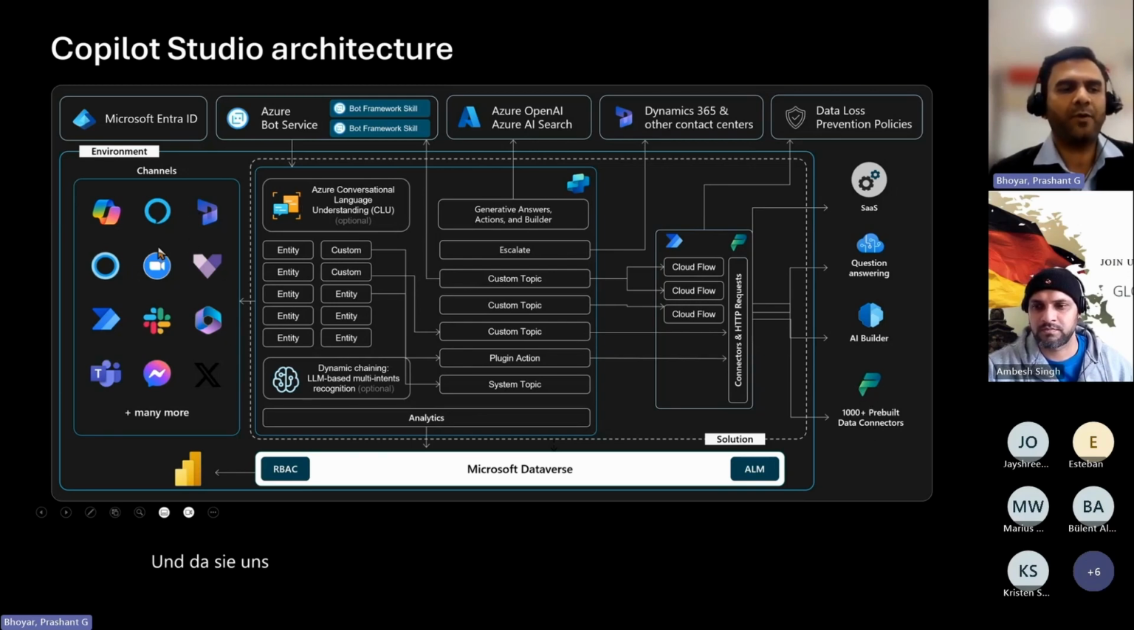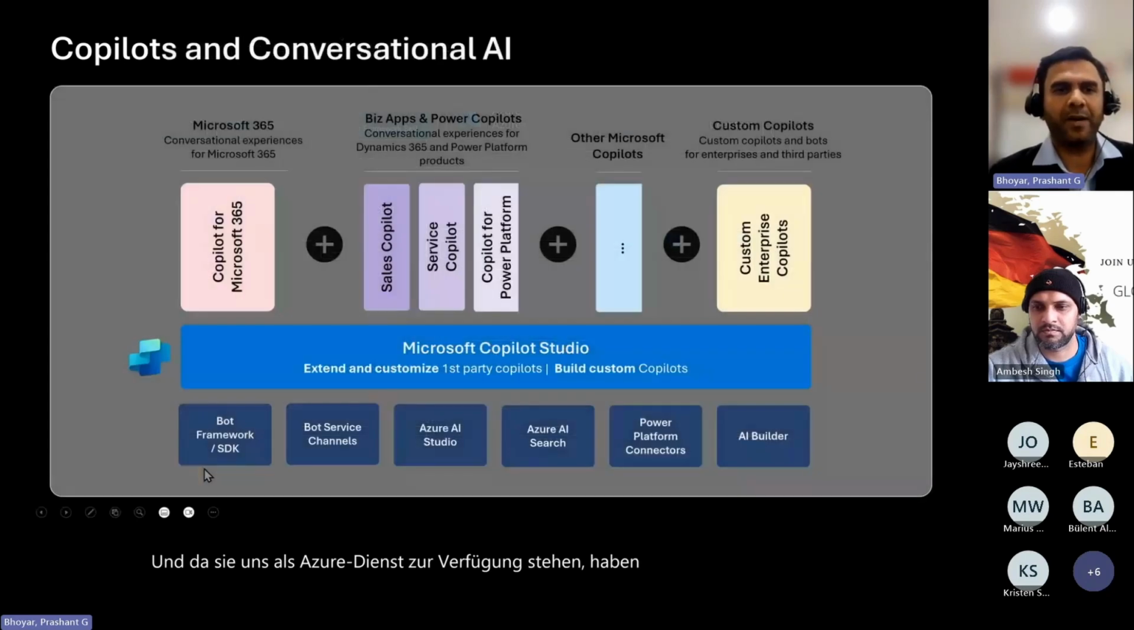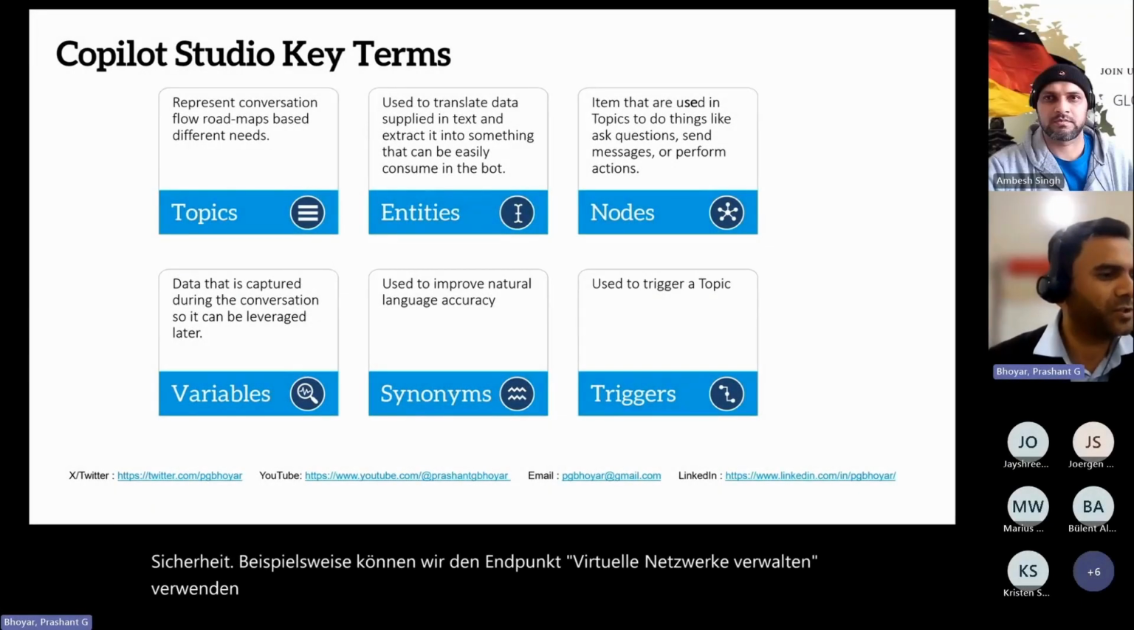And Copilot Studio has support for many channels that you can use. Since it has support for many channels, I just have to build my copilot once, and I can use it across many supported channels. Everything you create in Copilot gets stored in Dataverse, and you have good reporting available as part of Power BI reports. And when it comes to adding conversational AI support, Copilot Studio behind the scenes uses a lot of Azure AI services, such as Bot Framework, Azure AI Studio, and Azure AI Search. Let me just quickly answer the question in the chat window.